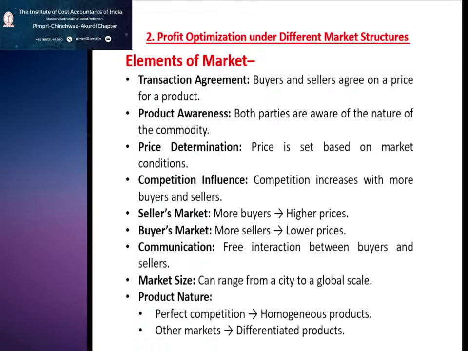So in a way, the elements of market are transaction agreement, product awareness, price determination, competition influence, sellers market, buyers market, communication, market size and product nature.